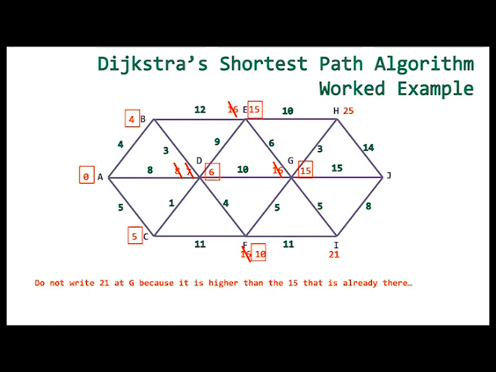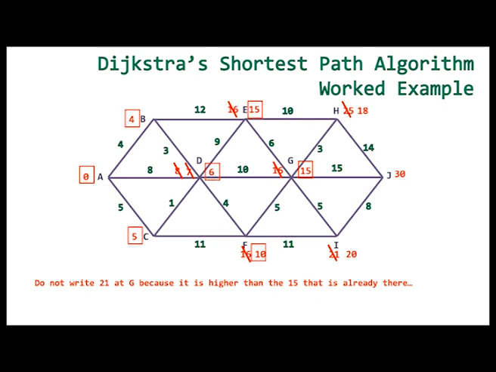15 plus 3 gives us 18, so we cross out the 25 and write 18 next to it. G to J, 15 plus 15, 30. G to I, 15 plus 5, 20. So we cross out the 21 and we put 20 next to it. Not long to go now.